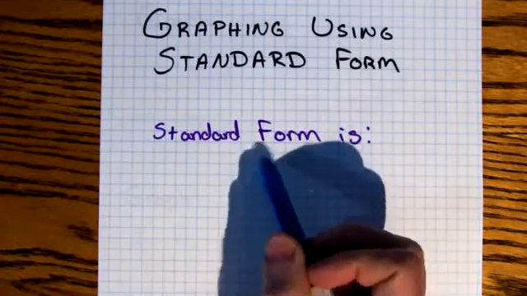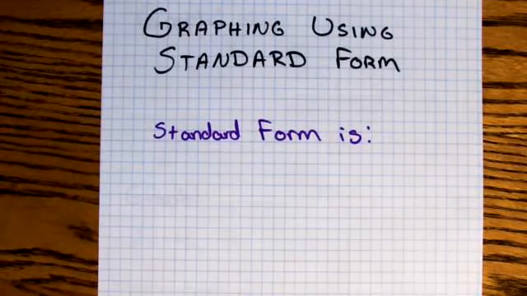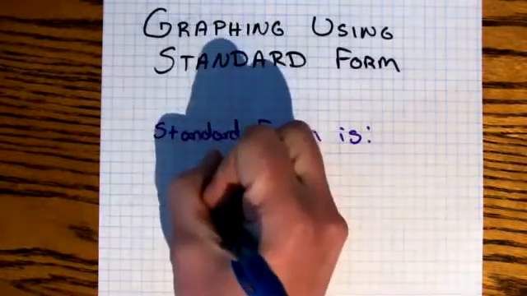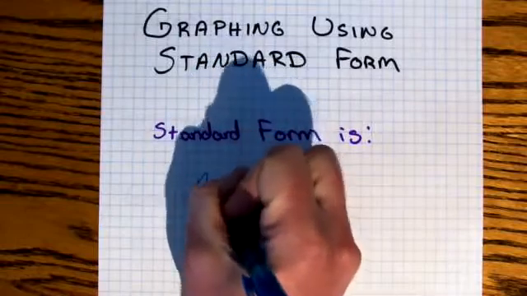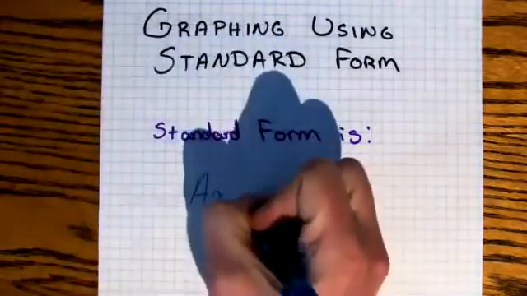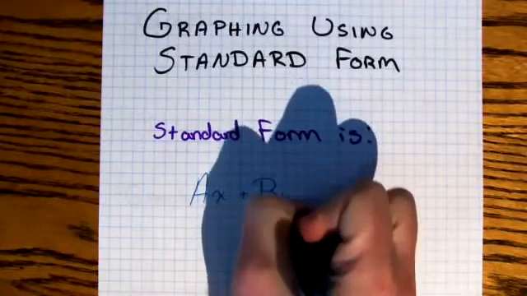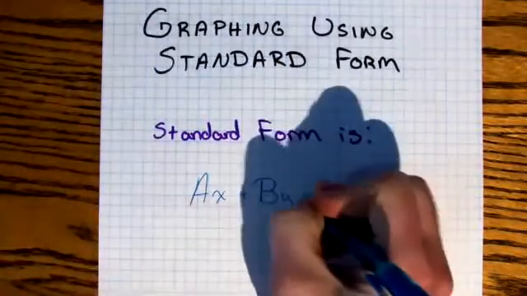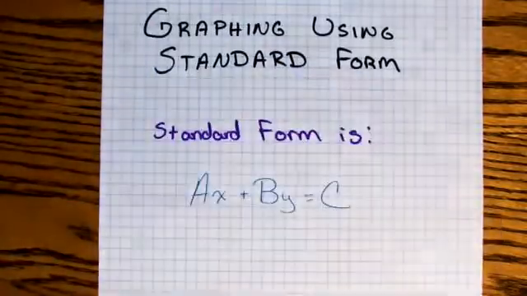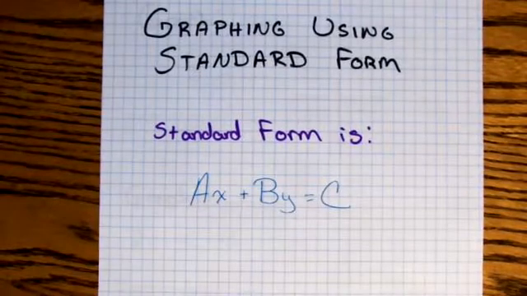So if we recall, what is standard form? Who remembers that? Think about it. Okay, what is standard form? Well, if we remember, it's the Ax plus By equals C. It is that form.